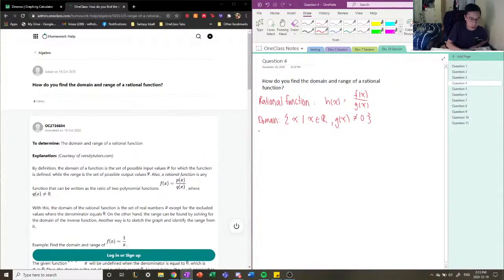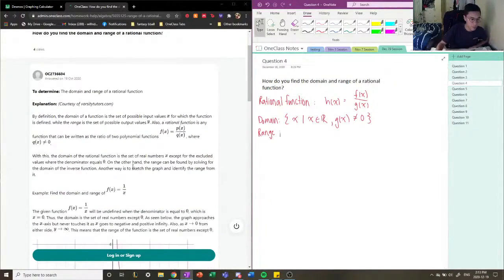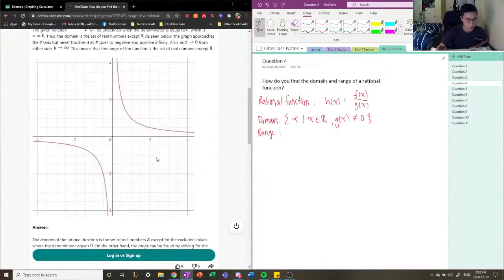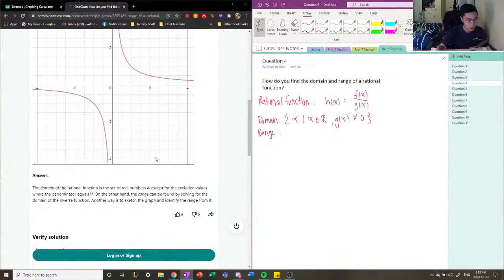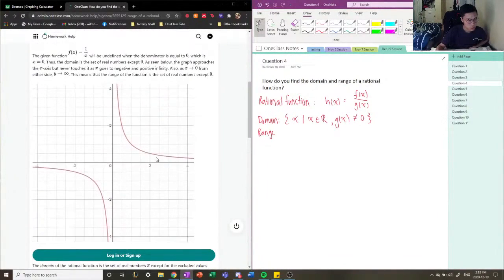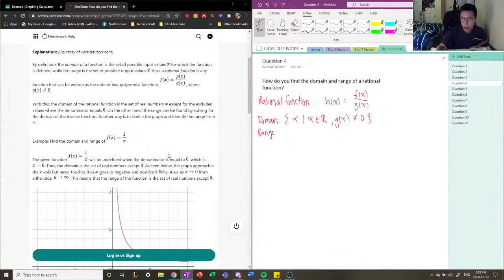The range is a little bit more difficult, but we can find the range by finding the inverse function and defining its domain. By defining its domain, we can find the range. Let's look at an example here. The junior tutor gave us an example of f of x equals 1 over x. This is our typical reciprocal function. Our function in the numerator is 1 and our denominator is x.